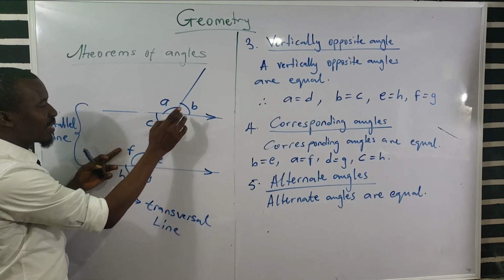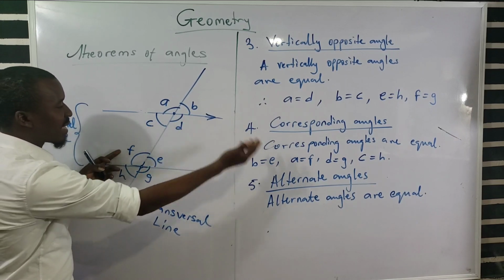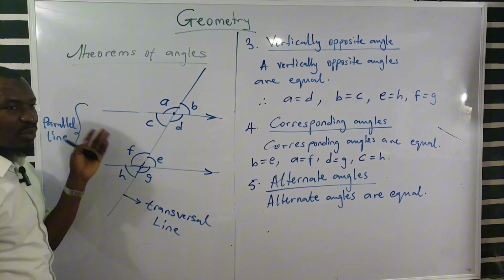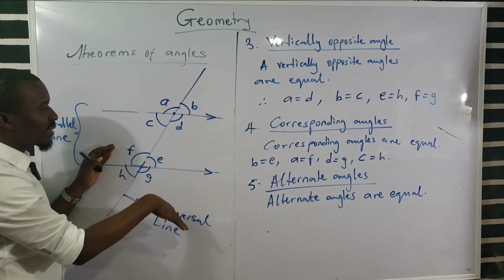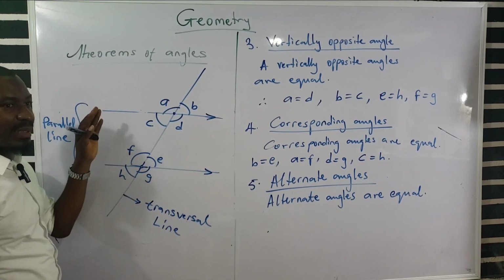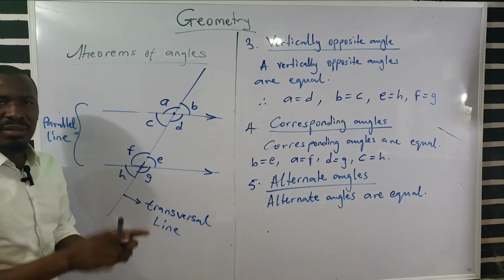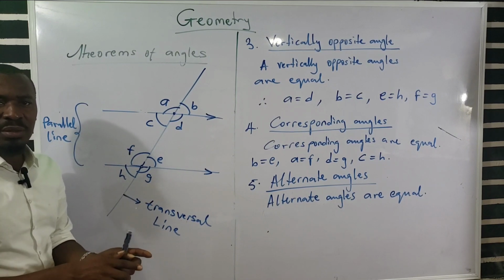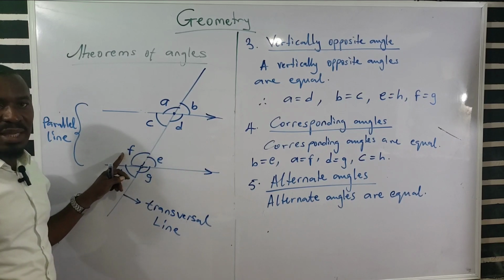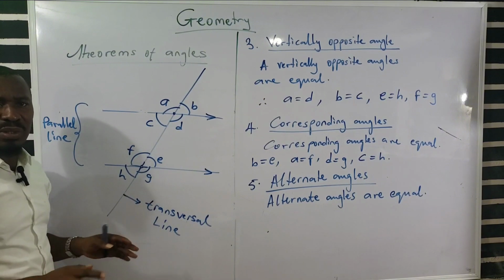So look at this point X, this point Y. D is at the right hand side of point X, while F is at the left hand side of point Y, which is opposite. D is toward the lower part, while F is the upper part. So they have opposite positions in their respective points. Therefore, D and F are alternate angles. You can as well identify other alternate angles with that method.